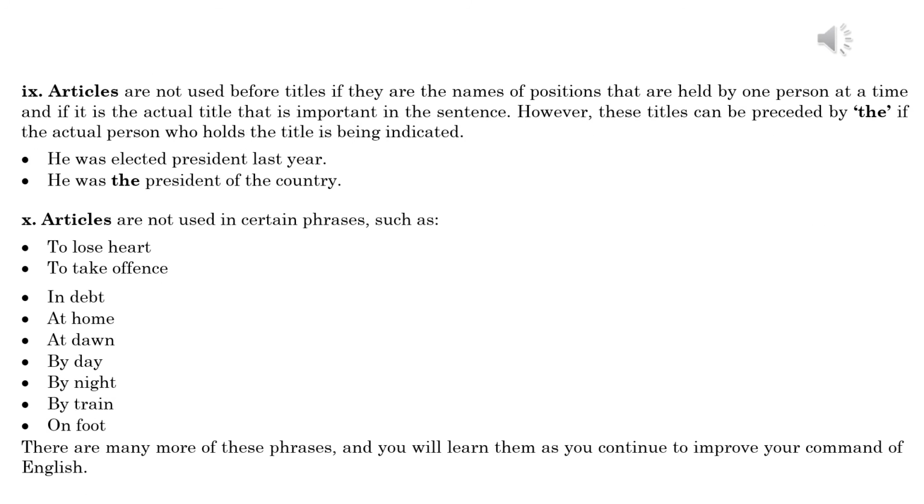9. Articles are not used before titles if they are the names of positions that are held by one person at a time, and if it is the actual title that is important in the sentence. However, these titles can be preceded by the if the actual person who holds the title is being indicated. Examples: He was elected president last year. He was the president of the country.